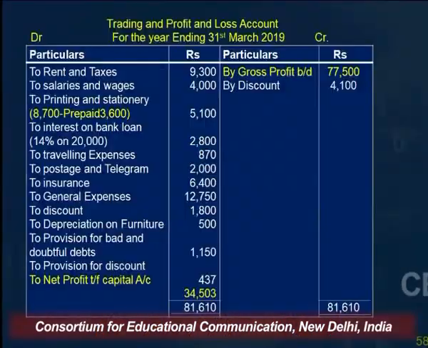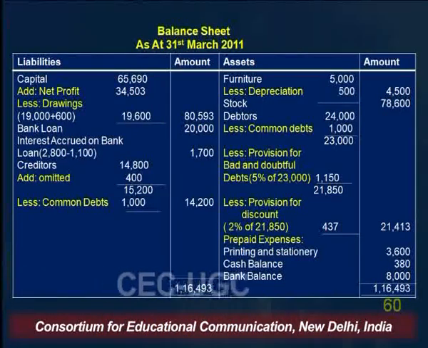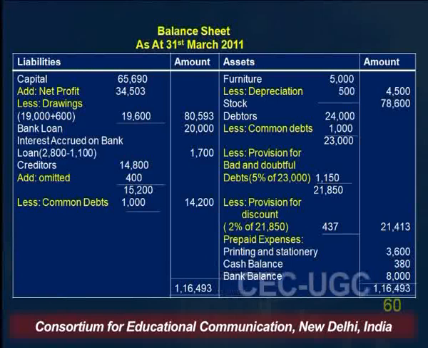As you can see, interest on bank loan is showing here, 2,800, 14% on 20,000. And interest on bank loan is a liability also, so this is also shown on the liability side of the balance sheet.